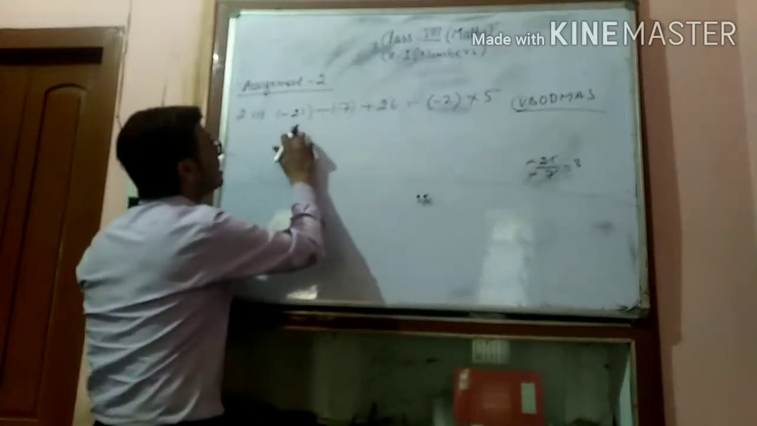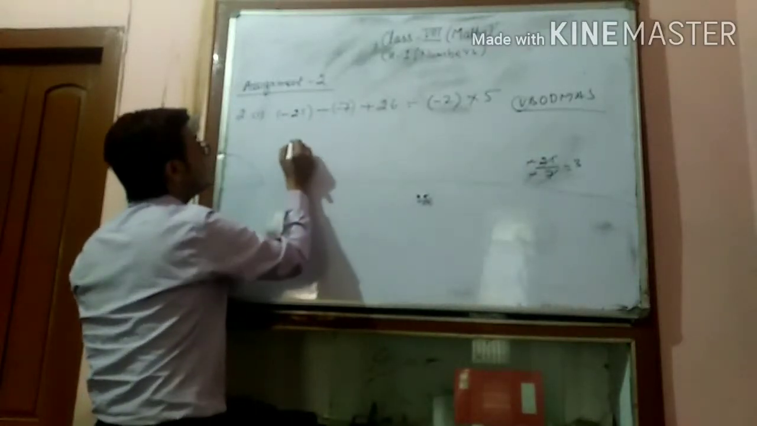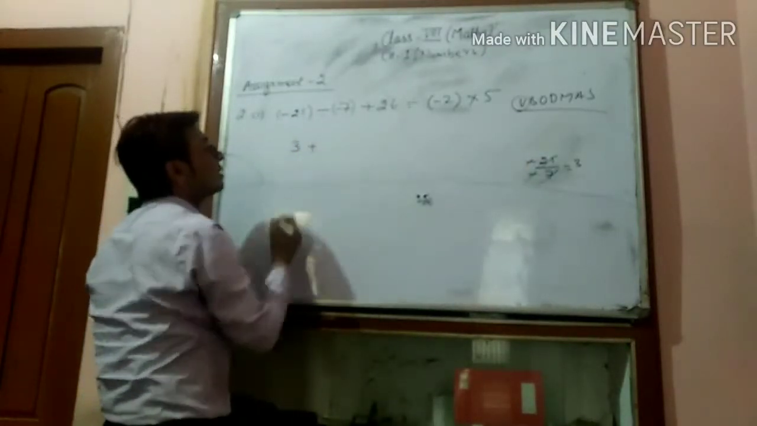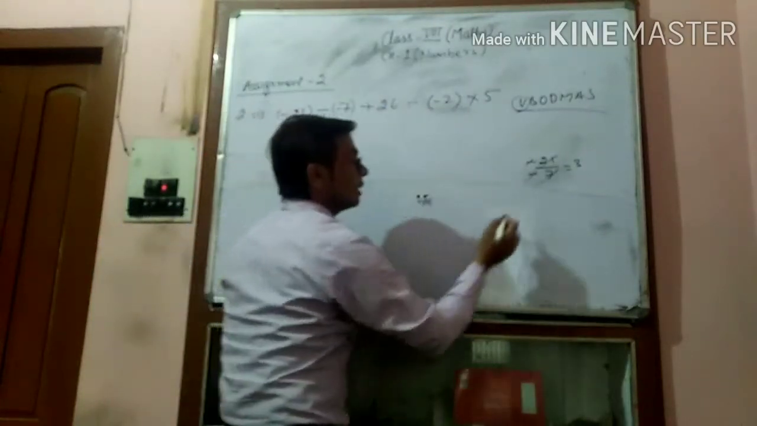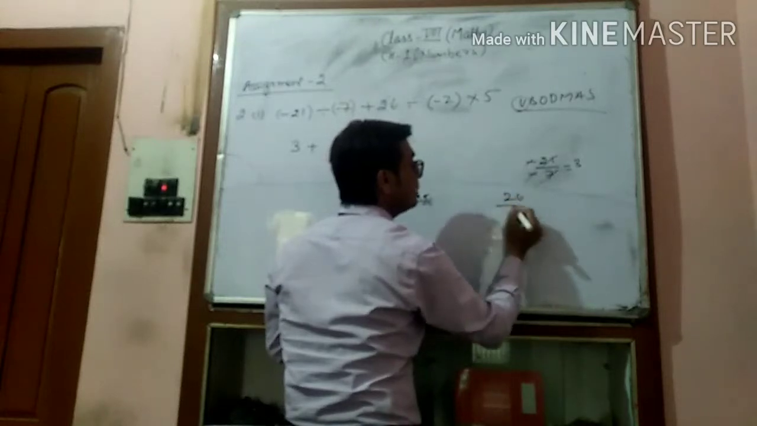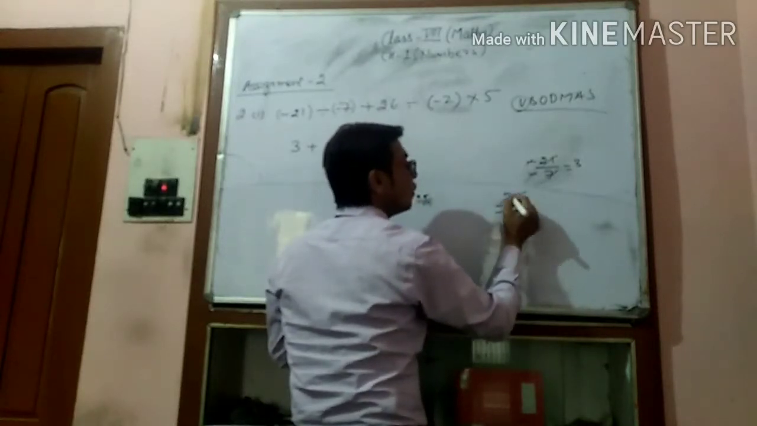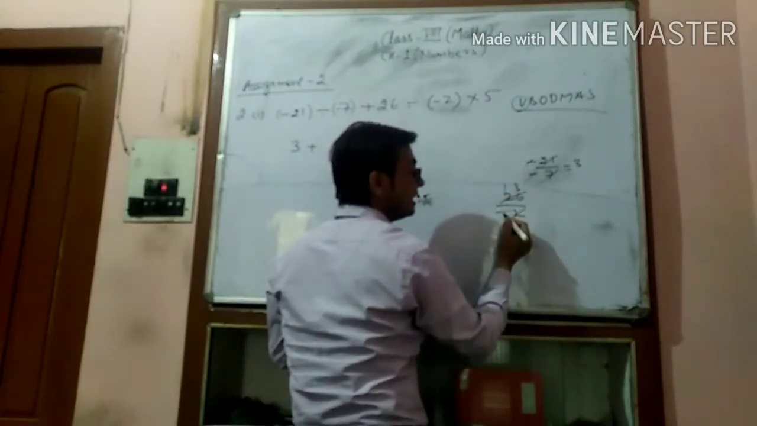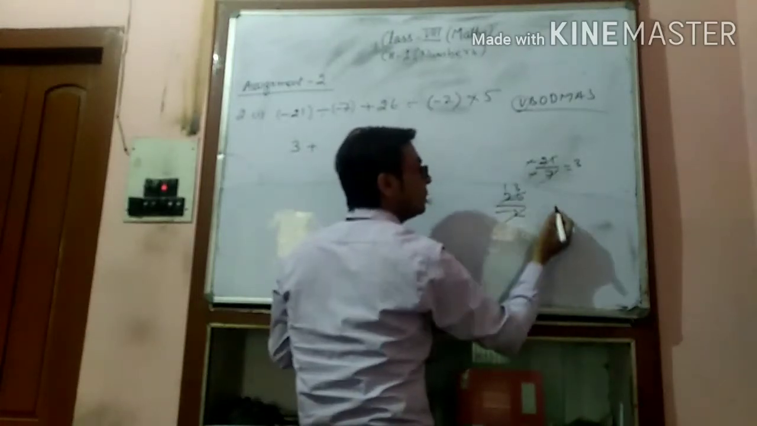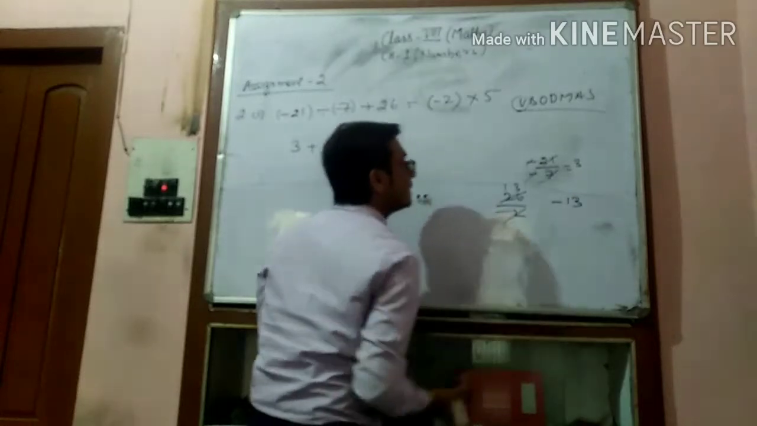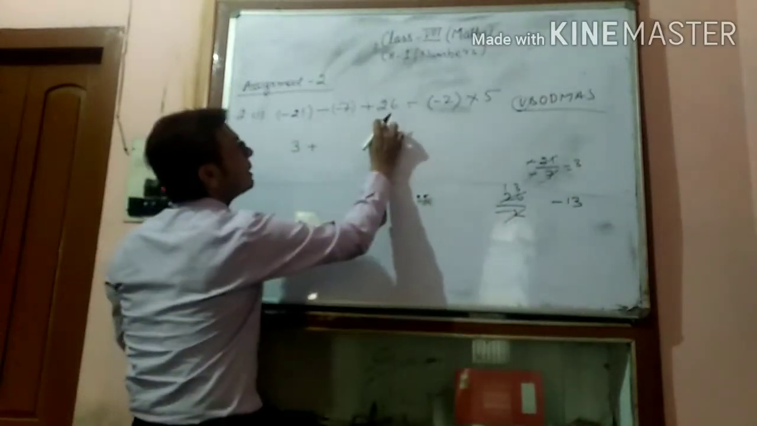So the answer of this first part is 3 plus 26 divided by minus 2. Here, see, 26 divided by minus 2: 2 1s are 2, 2 3s are 6, and the minus shifts to the upper side, to the numerator, so it becomes minus 13.